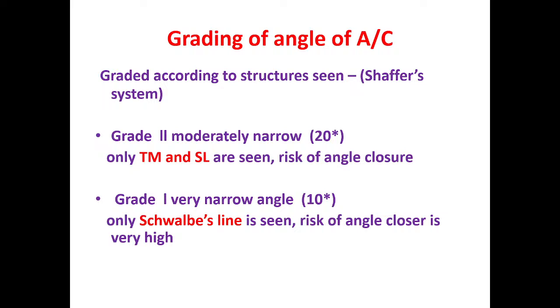Then comes the grade 2 angle, where only 2 structures are seen. The ciliary body band is not visible, the spur is not visible, the sclera is not visible. So what we see is the TM and the Schwalbe's line.